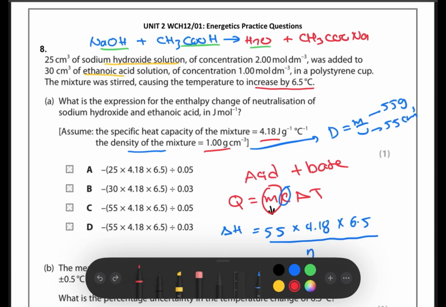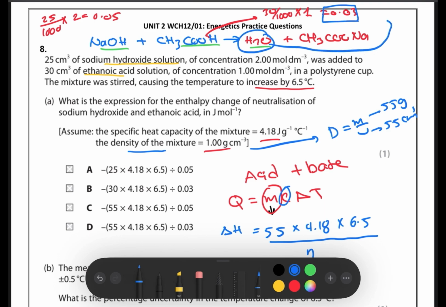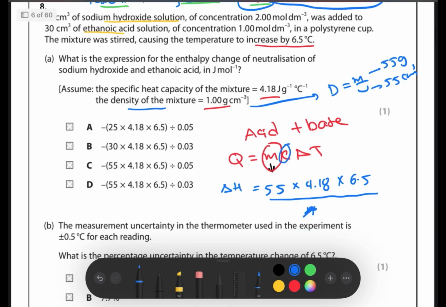If we calculate the moles of sodium hydroxide, it's 25 over 1000 times 2, so it's equal to 0.05. And if we calculate it for ethanoic acid, it's 30 over 1000 times 1, so it's equal to 0.03 moles. Based on that, since the ratio is 1:1, the ethanoic acid is the limiting reactant. And that's why the moles of water will be the same as the moles of ethanoic acid. So we have to divide by 0.03.